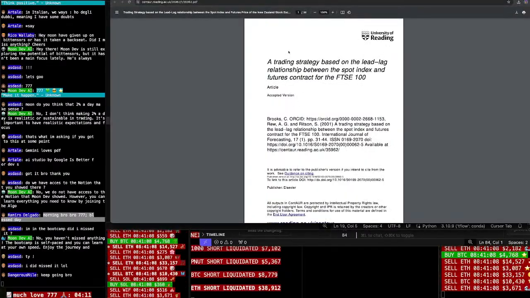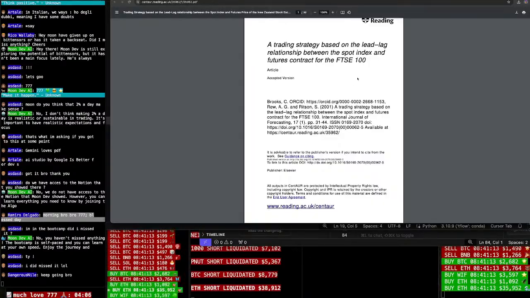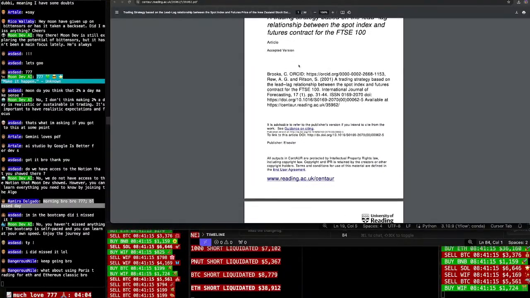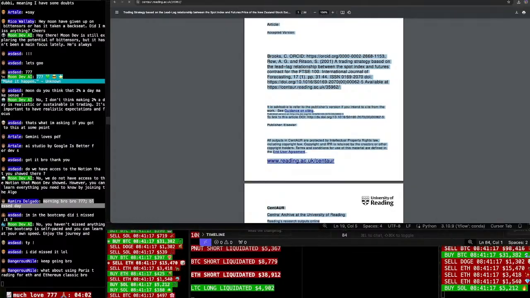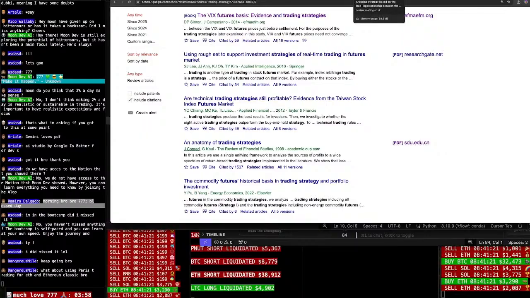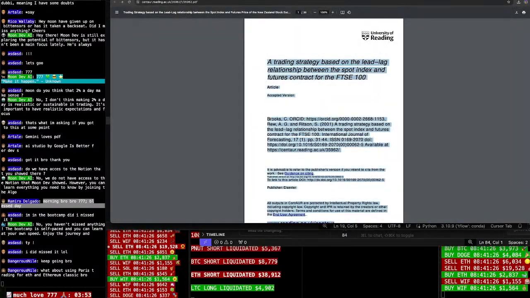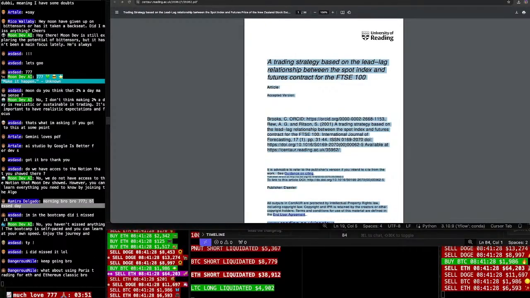So you can see this. You can just go through this all day. A trading strategy based on lead lag relationships between spot index and futures contract. Again, if I want to be lazy here. Oh my goodness, did you see that? When you copy it. Okay, maybe that was me.